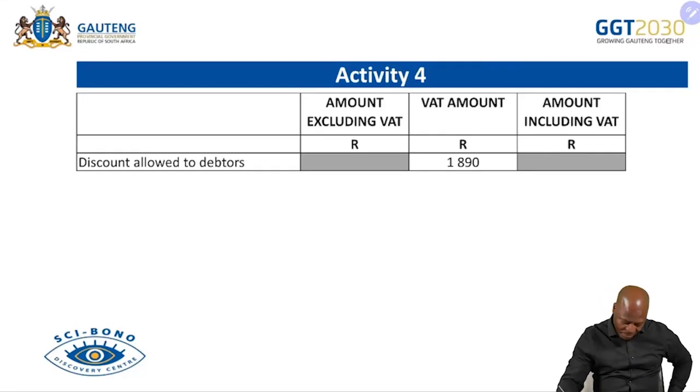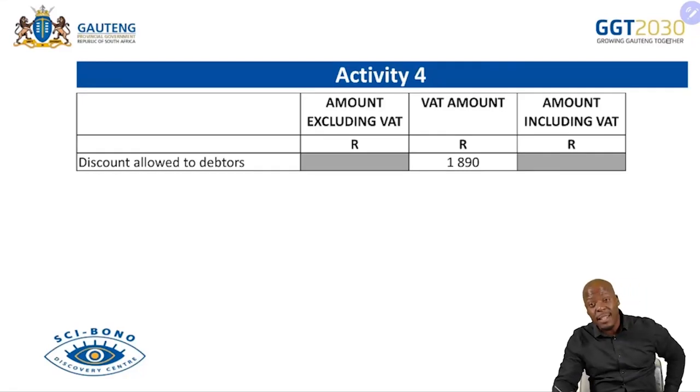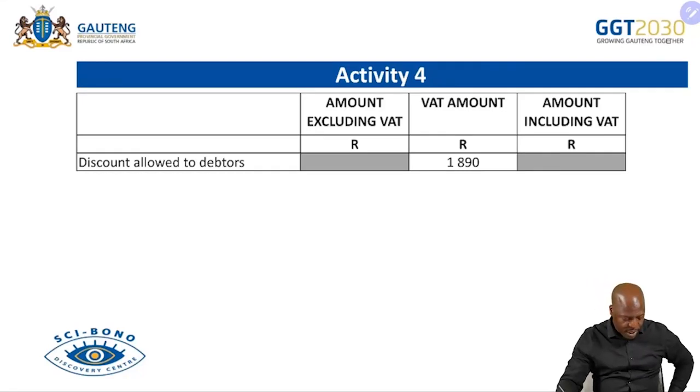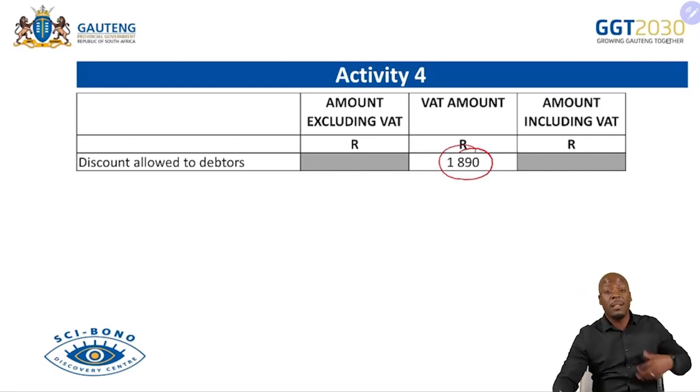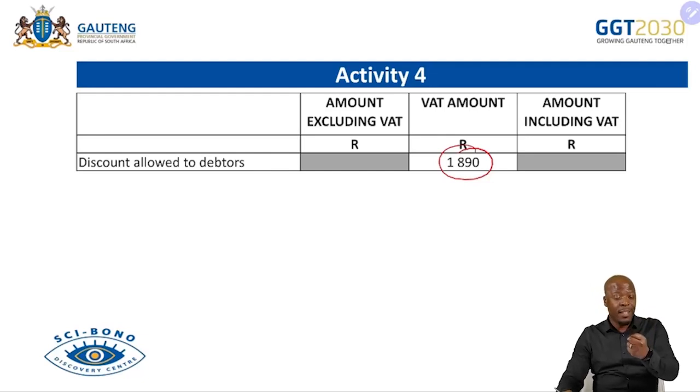The next one is now your discount allowed to debtors. If we have discount allowed to debtors and they give us the VAT amount, the one question you need to ask yourself is, does discount allowed increase output VAT or decrease output VAT? So you have to understand it from the sales perspective. We sold goods, output VAT increases. VAT payable to SARS increases.